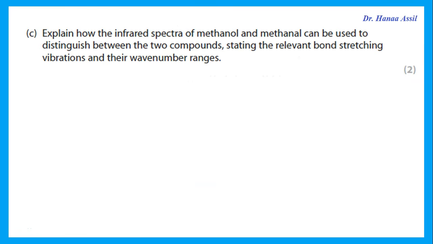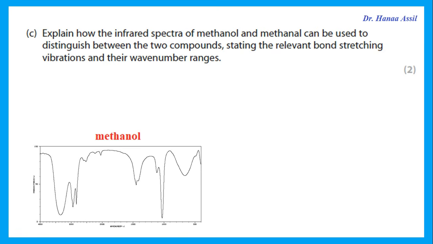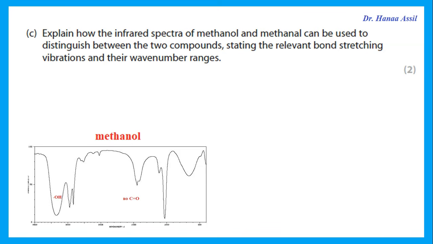Explain how the infrared spectra of methanol and methanal can be used to distinguish between the two compounds, stating the relevant bond stretching vibrations and their wave number ranges. So we want the infrared of methanol. You should realize that methanol is an alcohol, so it has a peak for the OH at about 3000 and something, but no peak for the C double bond O, which appears at about 1700. So there is no sharp peak for the C double bond O. That means this is an alcohol.